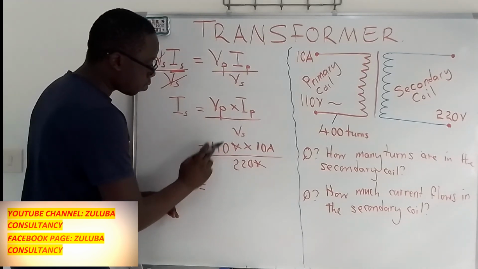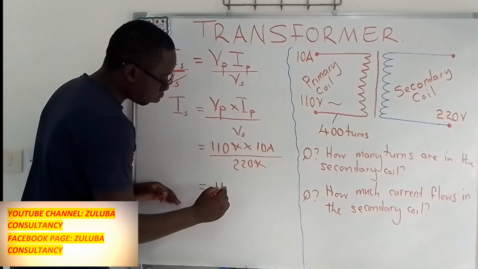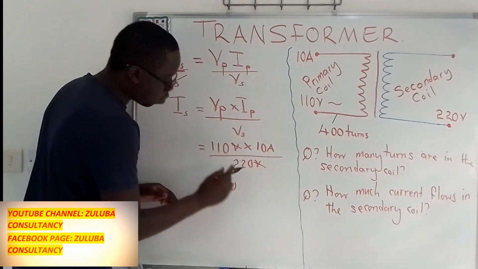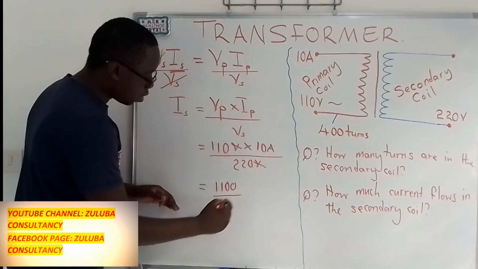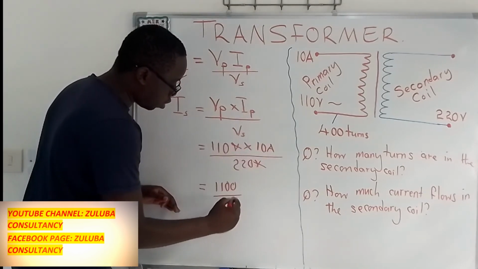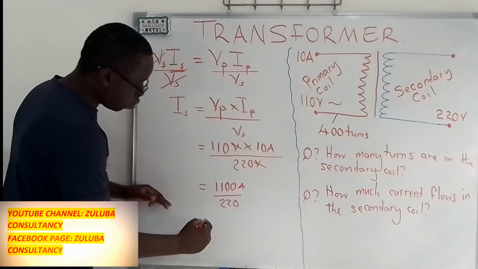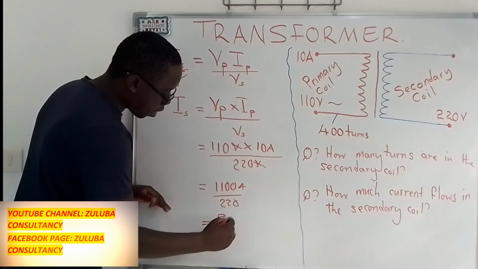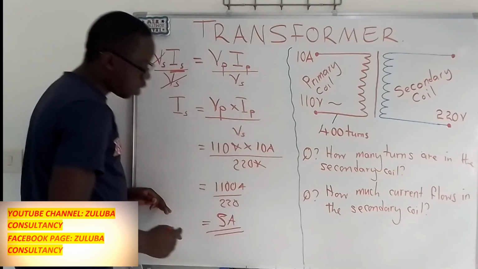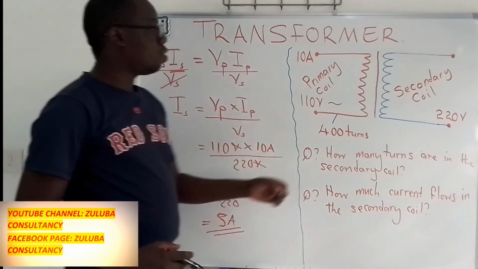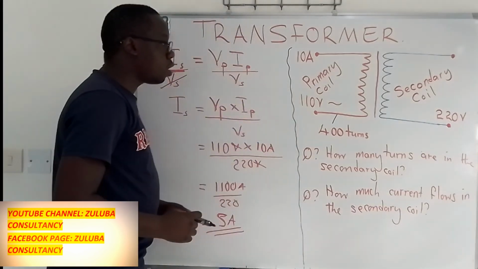So we are simply dividing 1,100, which is what you get when you multiply 110 and 10, by 220. This is in amps. When you divide, you have 5 amps. So 5 amps becomes the current that is coming out of, or produced by, the secondary coil.